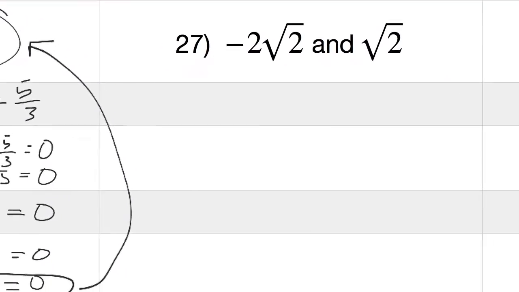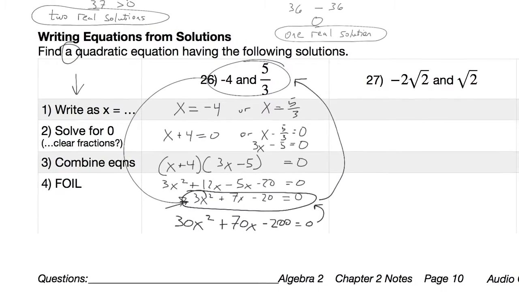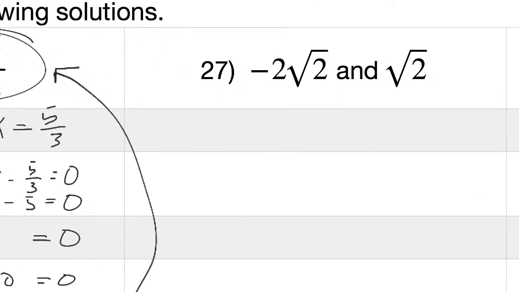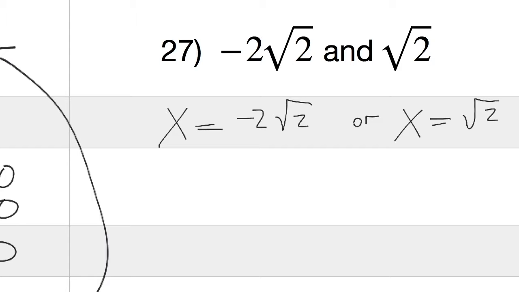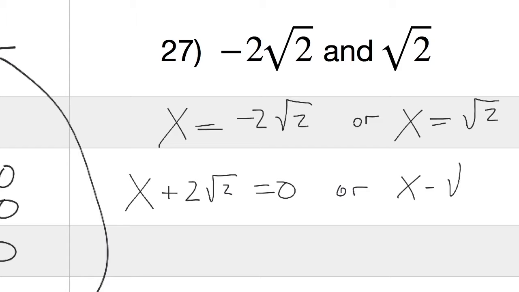Let's do all the steps again, same steps with two different numbers. Write as x equals negative 2 root 2, or x equals square root of 2. Then solve for 0. Adding 2 square roots of 2 to both sides, we get x plus 2 square roots of 2 equals 0, or x minus square root of 2 is equal to 0.